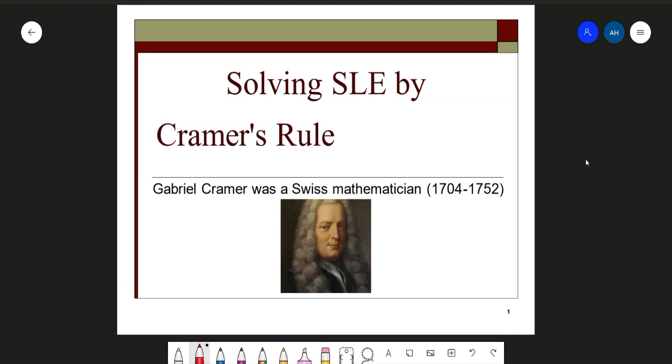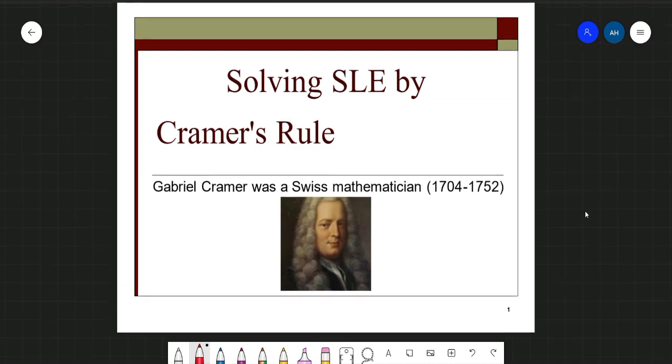In this video, we are going to discuss one method that we can use to solve SLE, that is system of linear equation, by using Cramer's rule. The name of this method is taken from the name of a Swiss mathematician by the name Gabriel Cramer, who lived in the year 1704 up to 1752. He is a Swiss mathematician.